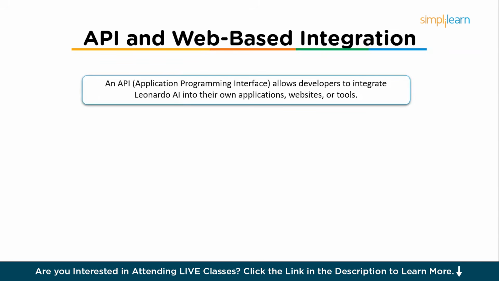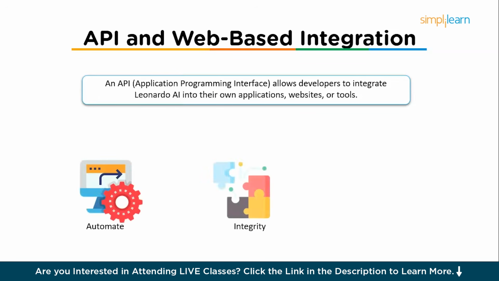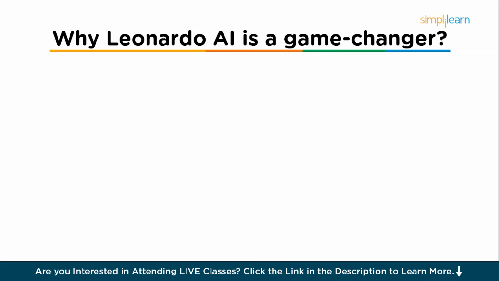Leonardo AI allows businesses and developers to automate and integrate AI-generated images into various applications. For example, game developers can auto-generate textures and concept art. Marketers can create instant visual content for campaigns. Designers can streamline branding workflows. By making Leonardo AI accessible through APIs, it transforms from a standalone tool into a fully integrated creative AI solution. Now let's understand why Leonardo AI is a game changer.